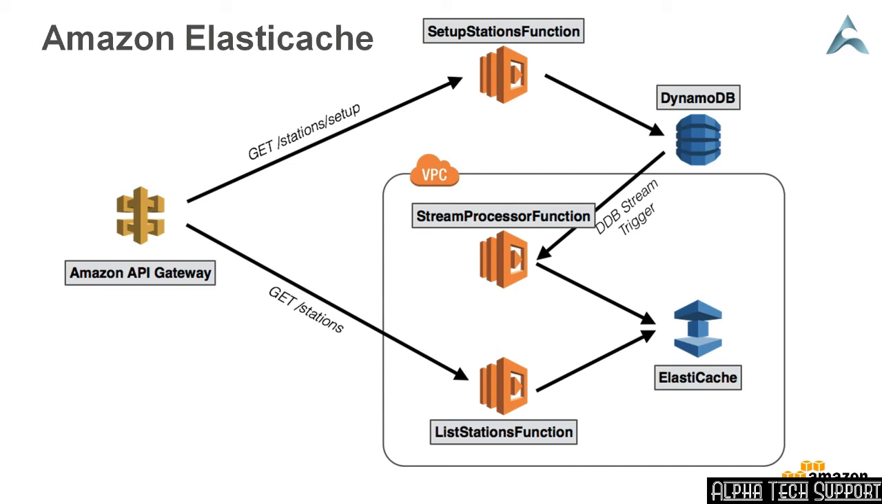The first request is sent to the setup stations function. Then that function is called and performs some operations on the database, DynamoDB, which is a NoSQL database, or you can replace it with RDS or any other form of database.